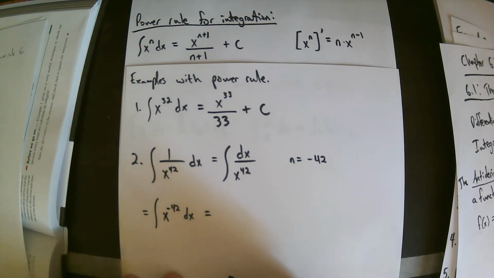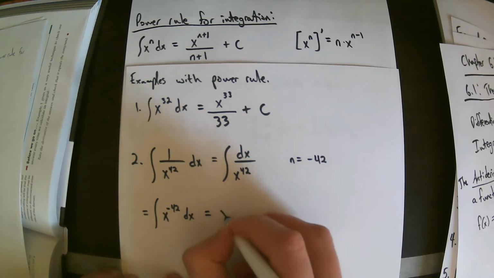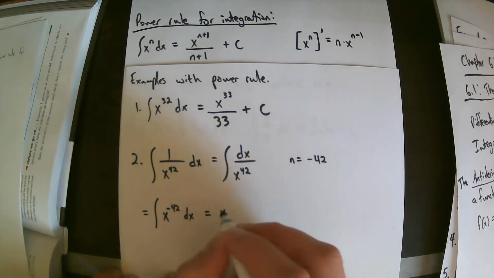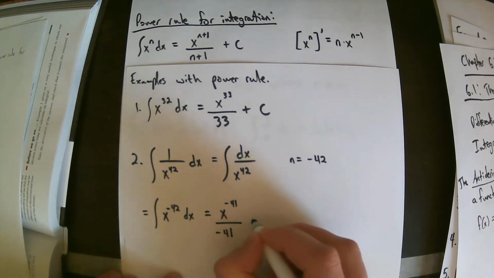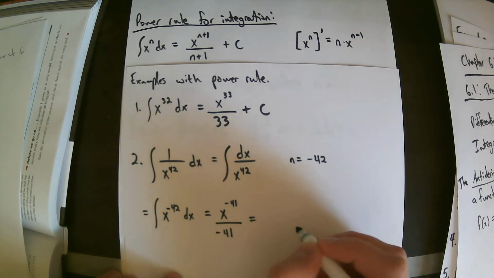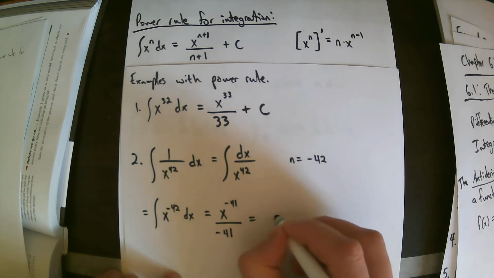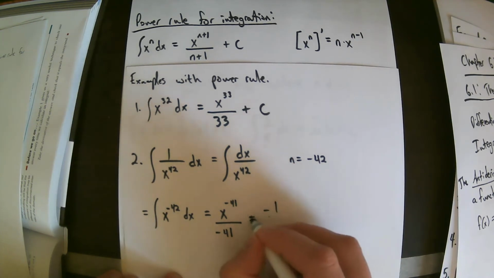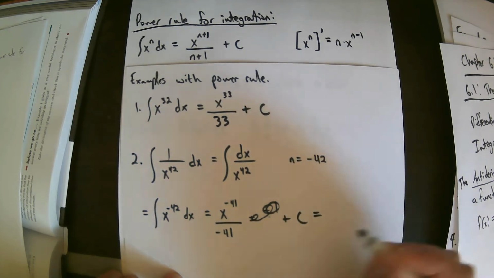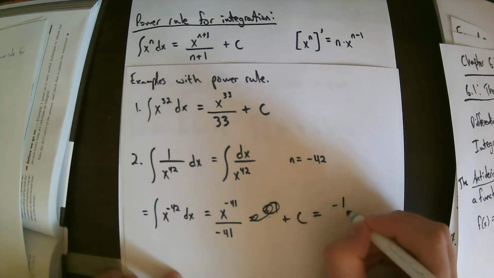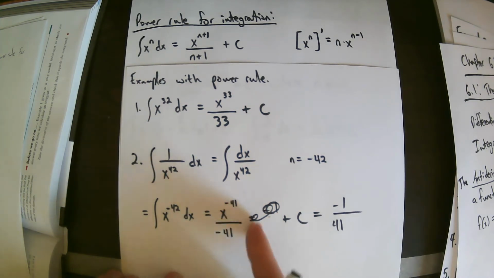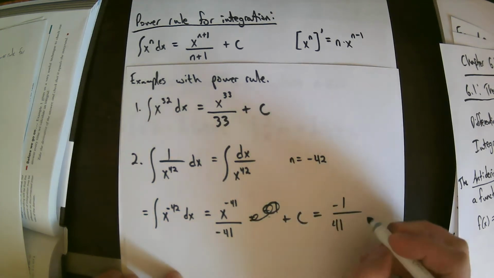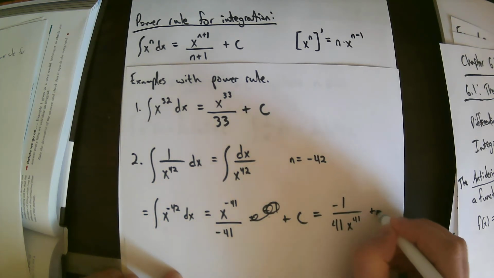So if we use n equal to negative 42 here, then I'm going to have x raised to the negative 42 plus 1, which is negative 41, over n plus 1, which is negative 41. And if I get this cleaned up, I will have negative 1, forgot the plus c, and then there we go. Now I'll have negative 1 over 41, there's the negative 41 in the bottom, I'm just putting the negative sign up top. And then x to the 41, and then plus c.